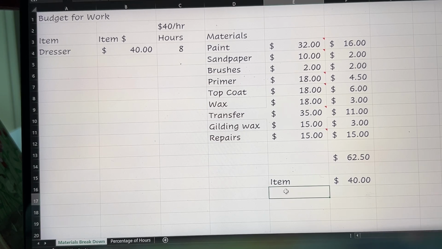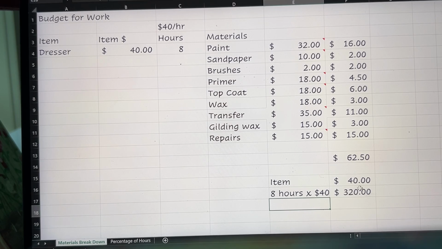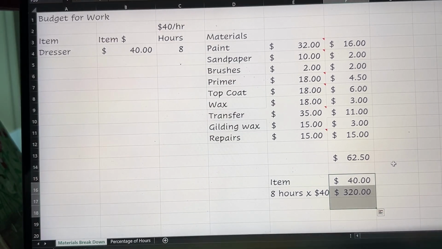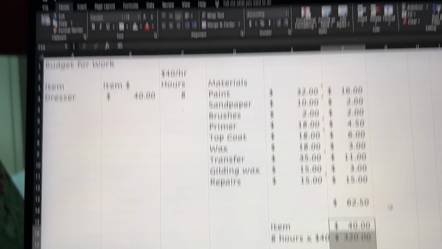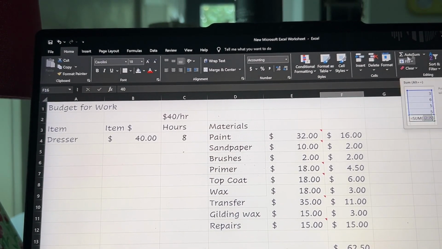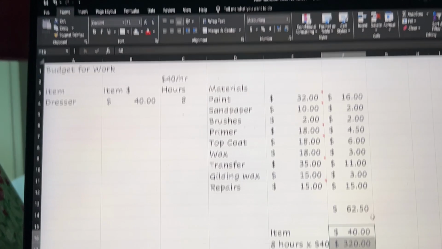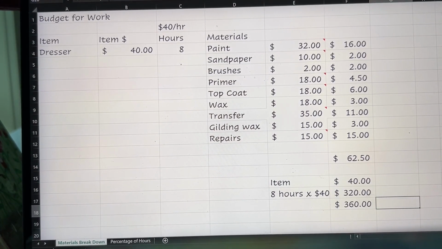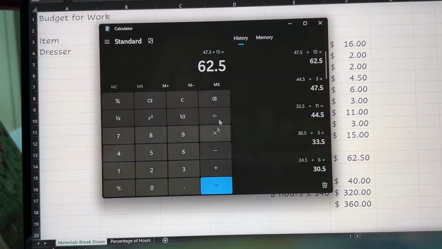Let's consider that we figured that out. 8 hours times 40 is $320. Okay, so here's the cost of the item, and here is the cost of my hours. Let's subtotal these. I am going up to the auto sum. See my mouse right there? Auto sum is $360. We could also get that here on the calculator, of course.